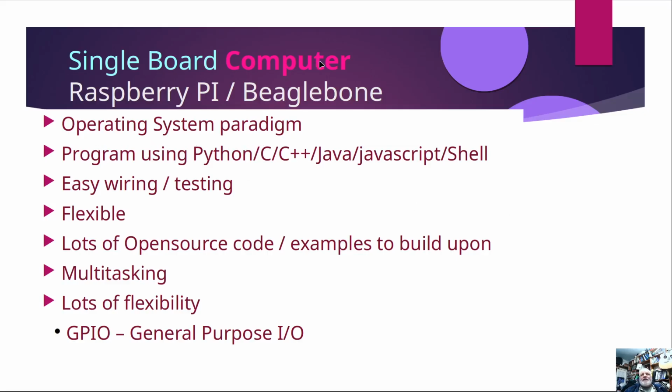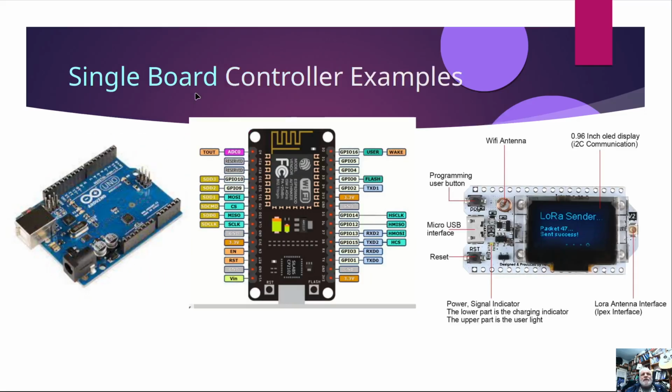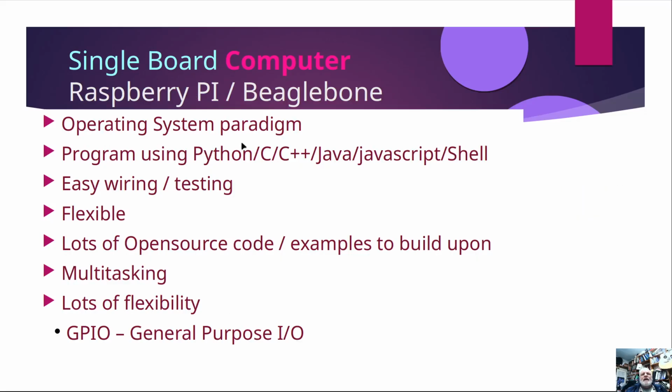Alright, so then they have the single board computer. An example of that is called the Raspberry Pi, which you may have heard of. And there's another one which we'll be using a little bit called the BeagleBone. And these ones actually use the operating system paradigm. So they run an operating system. By default, that operating system isn't a real-time operating system, but they do make real-time operating systems that you could install on them.